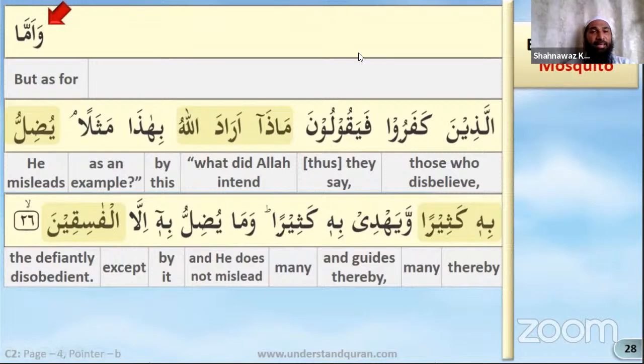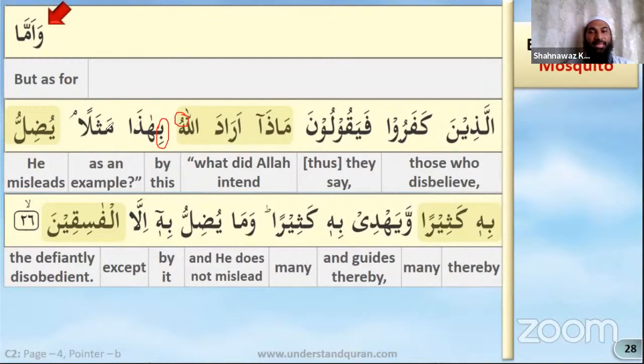Madha, ma, what, madha is what, arada, irada, intent, Allahu, Allah is intending. So Allah has a dhamma here, or a pesh here, because Allah is intending. Okay? Madha arada Allah, what Allah intends. Bi is with, like Bismillah, with the name of Allah. Bi hadha, hadha is this. Mathalan we already saw, example.